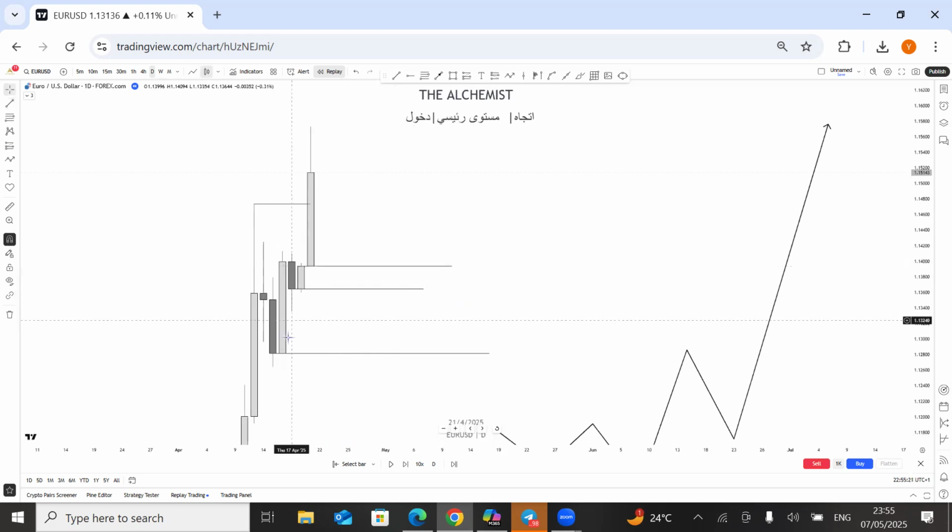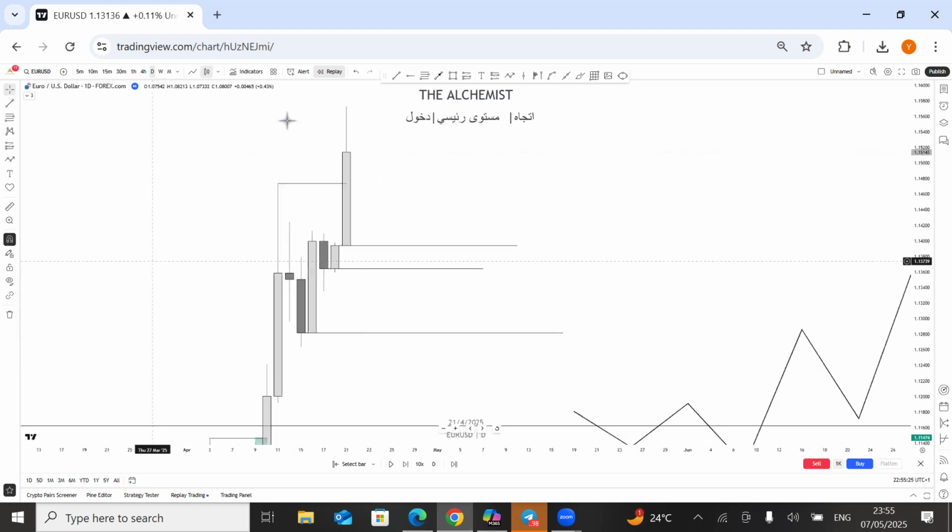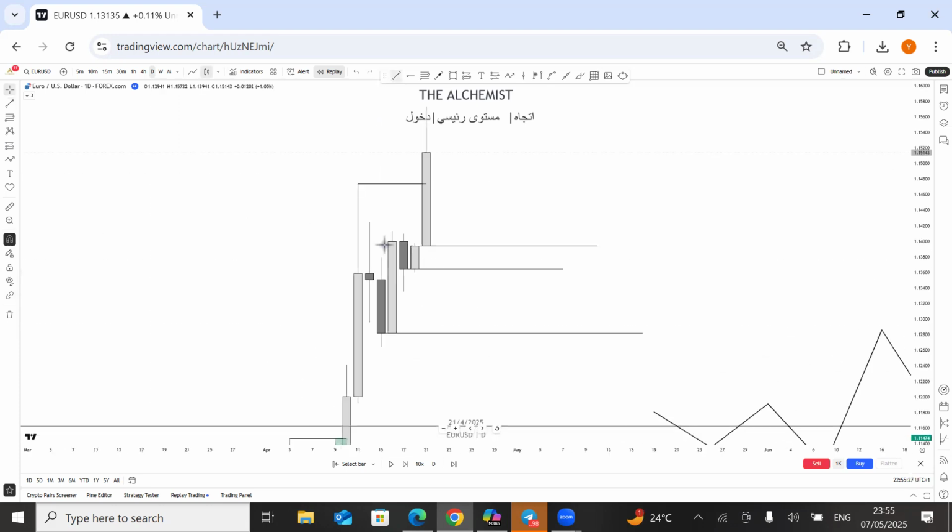So inside here, we have nothing. So what are we expecting? We want to see price come back. But using your layman knowledge, you see here we have a sweep. Here's a sweep.